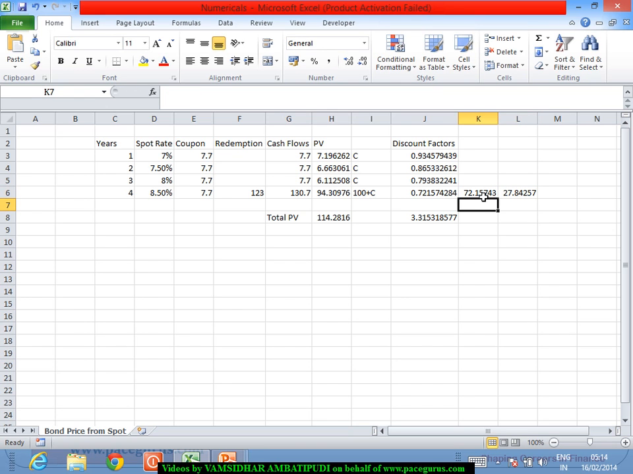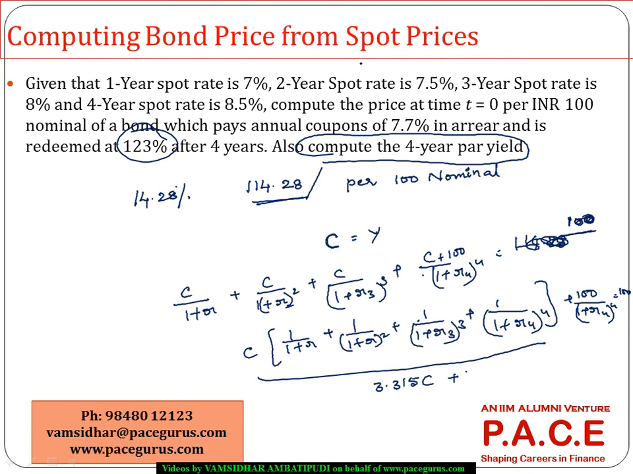So 3.31C is equal to 27.84. From here I can get my C value, which is nothing but 27.84 divided by 3.31, which is 8.39. I'm making this in a general format with just 2 decimals, so it is working out to 8.4.